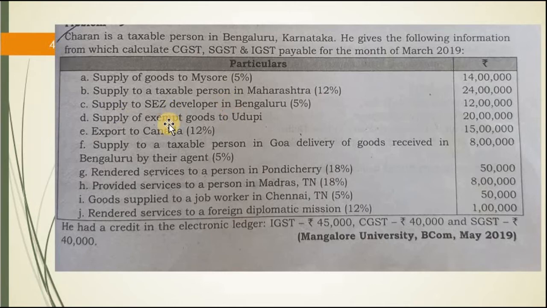By this we can see all these transactions are outward supply, and there is no inward supply. Otherwise we would have to calculate GST separately for outward supply and for inward supply. Since there is only outward supply, let us calculate the total GST, then deduct the input tax credit, and then arrive at the net GST payable. Let's go to the next slide.